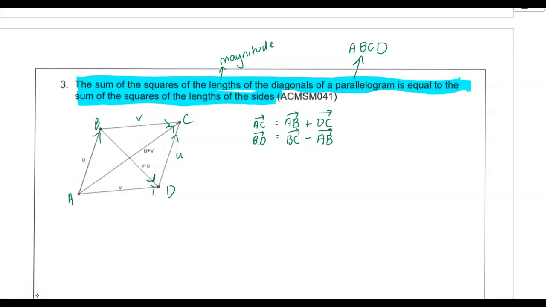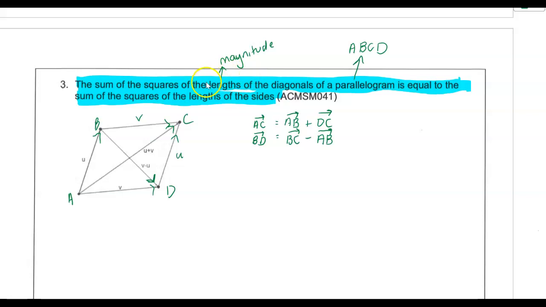Hi. So the video here is looking at a vector solution to the following problem. We want to show that the sum of the squares of the lengths of the diagonals of a parallelogram is equal to the sum of the squares of the lengths of the sides. So we're given a shape that's a parallelogram, and below that's our shape ABCD. And we're trying to find the sum of the squares of the lengths.